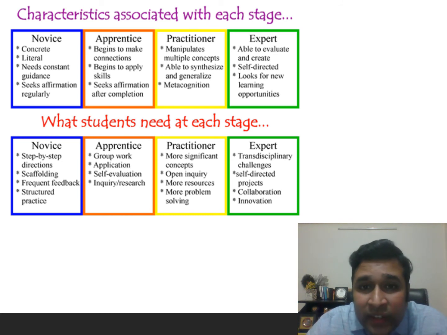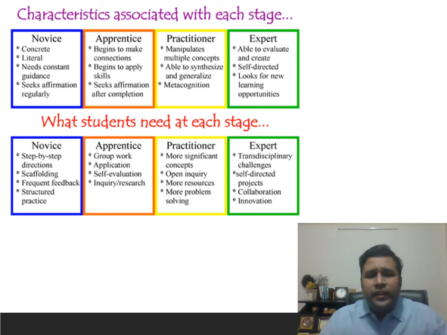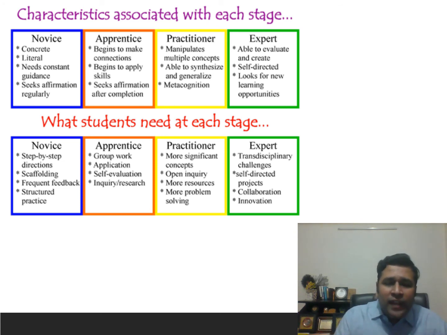And at the expert stage, able to evaluate and create new things. Self-directed, looks for new learning opportunities. So at each stage, students have different kinds of learning. At the novice stage, what is required is step-by-step directions, scaffolding, frequent feedback, structured practice is required.